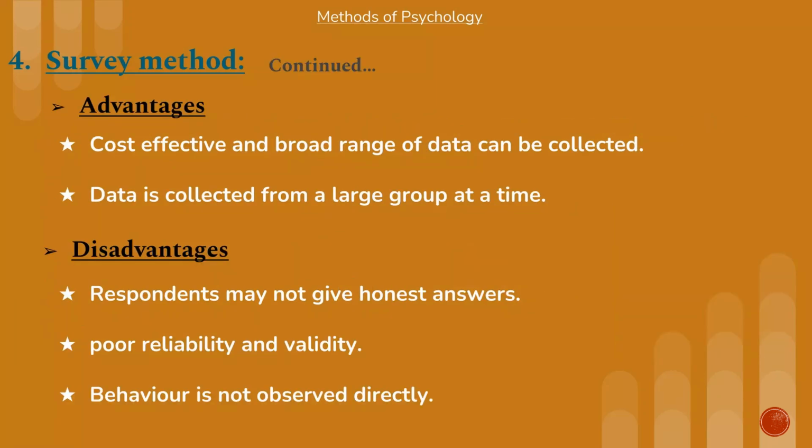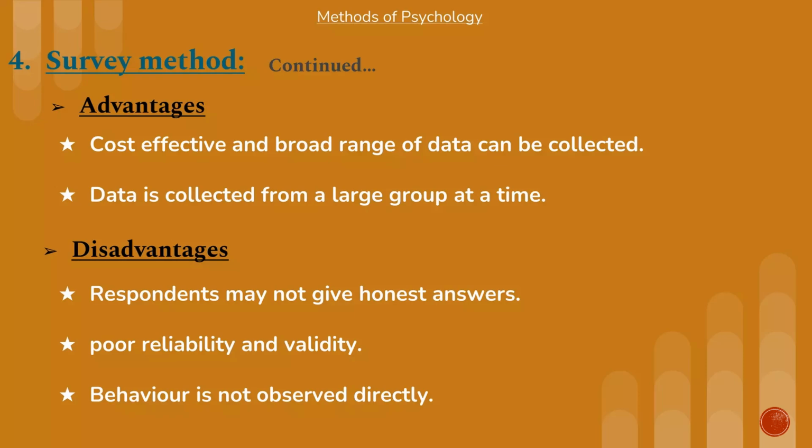So a survey can be done upon a large population in a smaller part of time. It is cost effective and a broad range of data can be collected. So you can flash your Google form to various people in a flash, and you can collect the data in a shorter period of time.